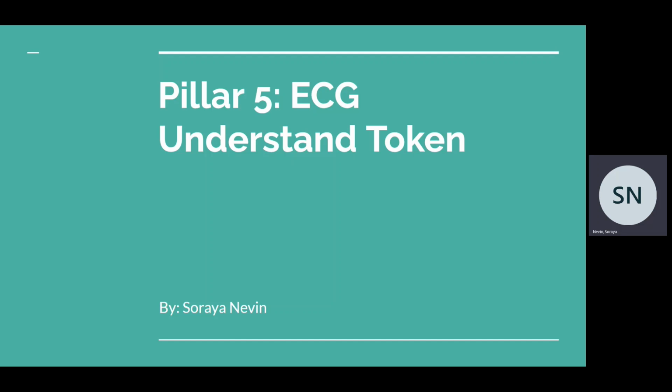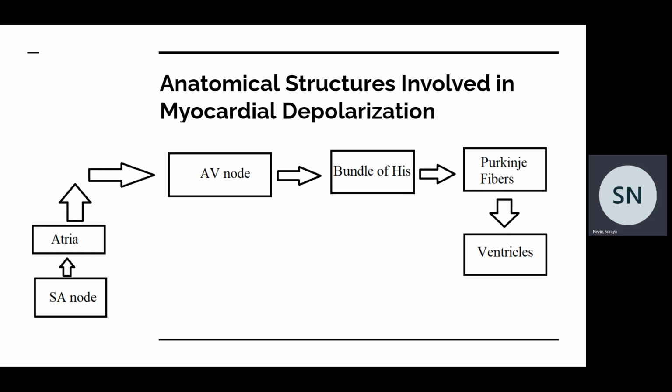Hello, this is my Pillar 5 ECG Understand token. I'm going to talk about the anatomical structures involved in myocardial depolarization. So you can kind of see that in my little functional block diagram that I made.